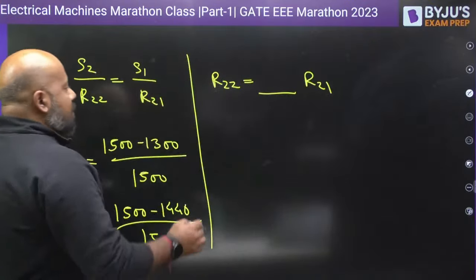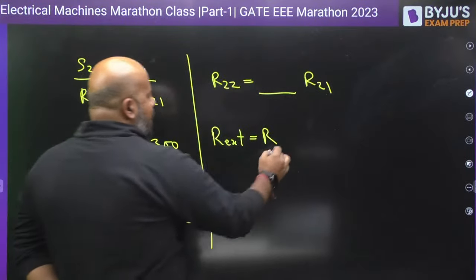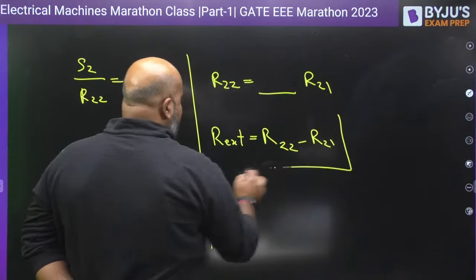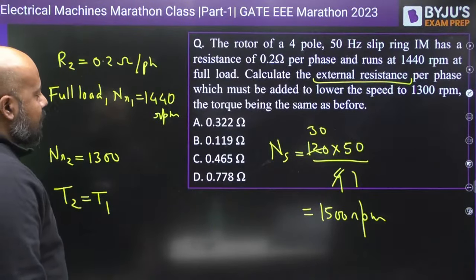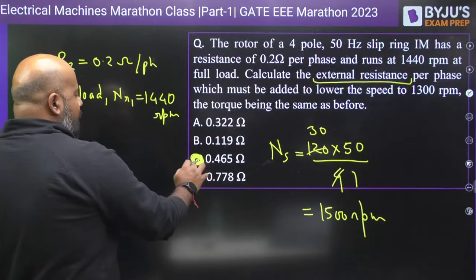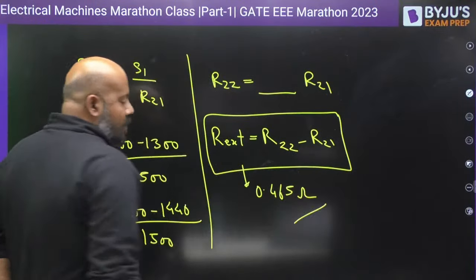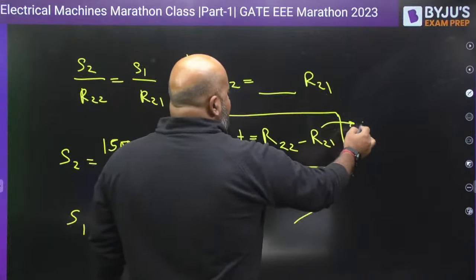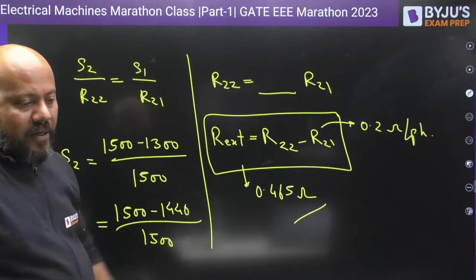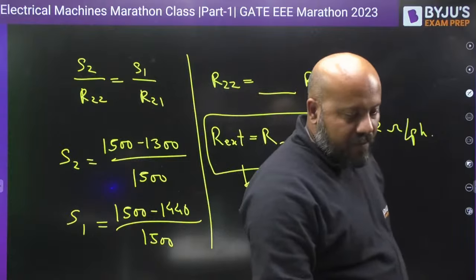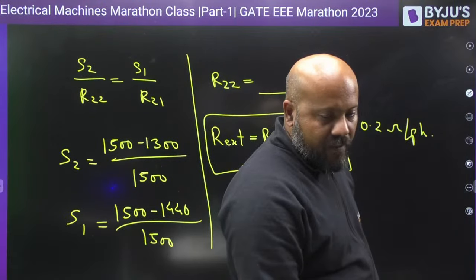Now the external resistance that you have added is going to be R22 minus R21. I don't have a reference for this, so you have to solve it. If you solve this, I think you must be getting 0.465, option C as the correct option. Just cross check it. R21 is already given as 0.2 ohms per phase. So you must be getting 0.465. Is it clear?